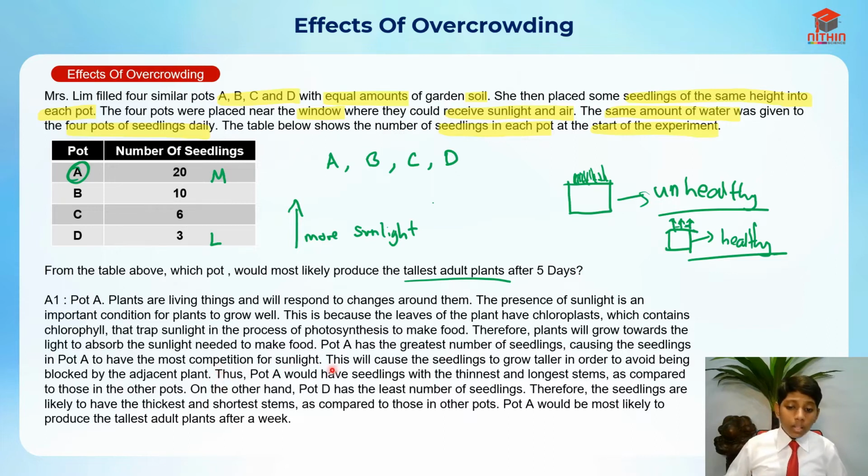So thus pot A would have seedlings with the thinnest and longest stems as compared to those in the other pots. On the other hand, pot D has the least number of seedlings. Therefore, the seedlings are likely to have the thickest and shortest stems as compared to those in other pots. Pot A would most likely produce the tallest adult plants after 5 days. So a week is 5 days as well.